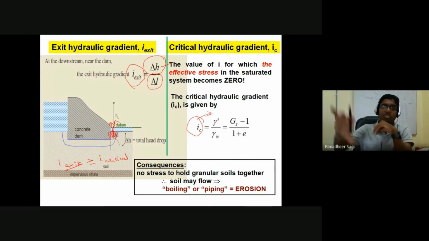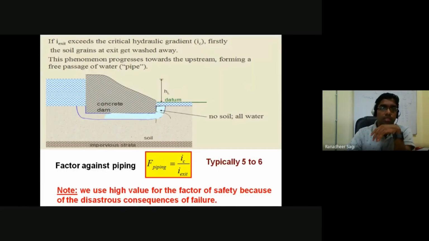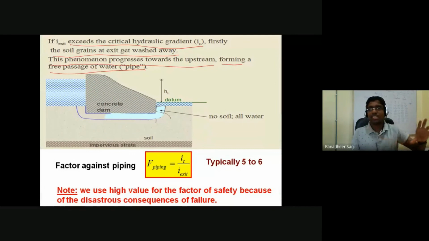You see a large void path getting formed. That results in what is called piping failure. Look at the statements mentioned here. If the exit hydraulic gradient on the downstream side of that soil element exceeds the critical hydraulic gradient value, firstly soil grains at the exit get washed away with the water. This phenomenon progresses towards the upstream side, forming a free passage of water in the cross section, looking like a pipe.